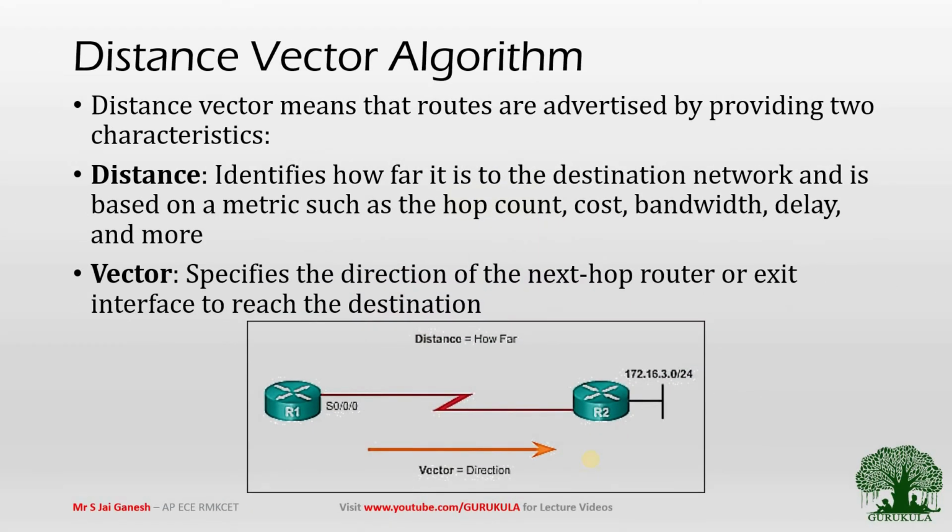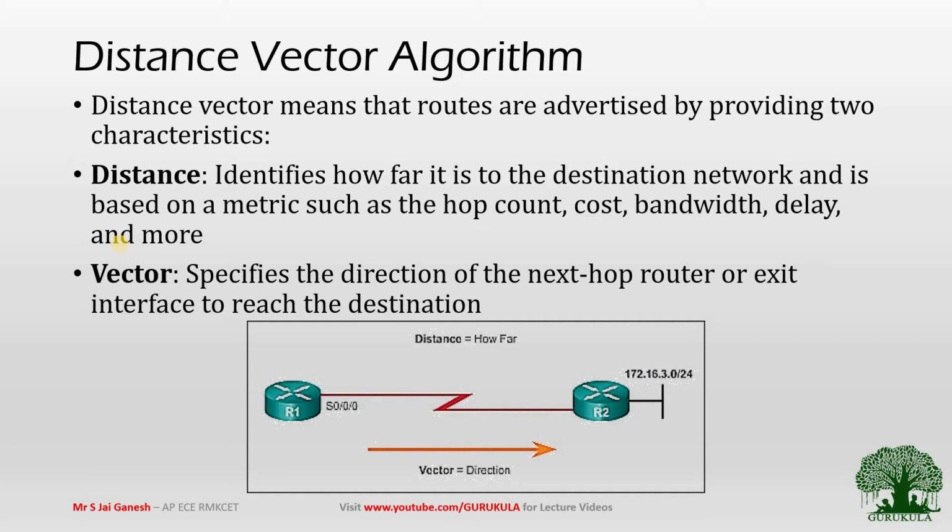As we get into the distance vector algorithm, it means that the routes are advertised by providing two important characteristics. The first one is the distance and the second one is the vector. Distance is nothing but how far the destination is. This distance can be computed using several metrics such as hop count, cost, bandwidth, delay, etc.